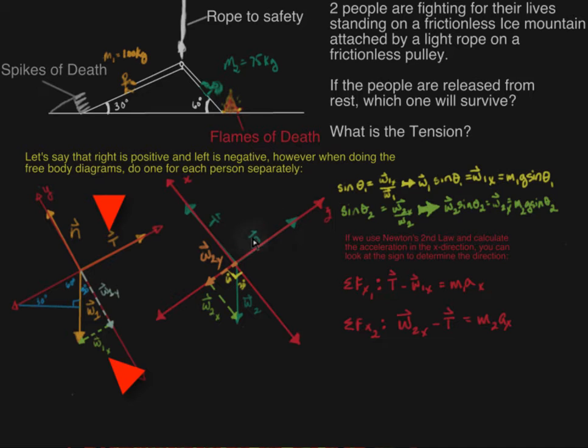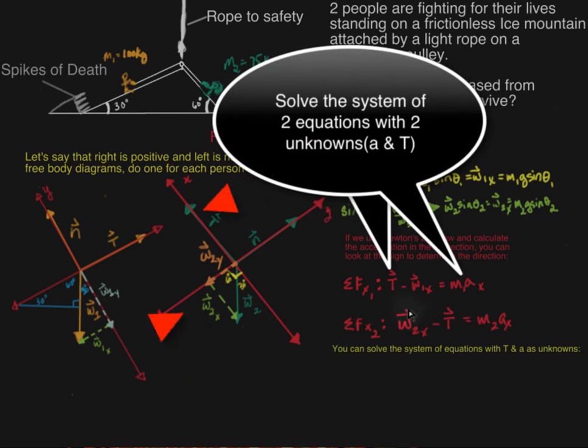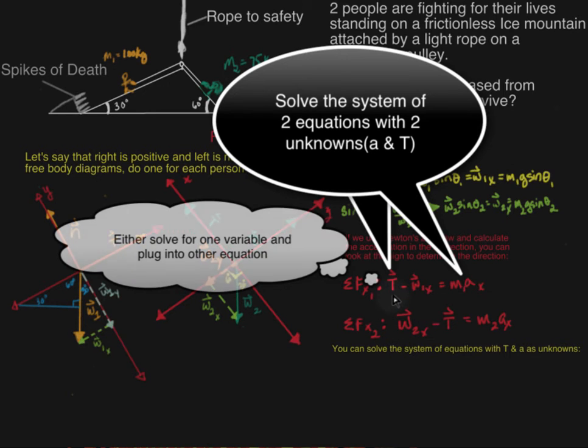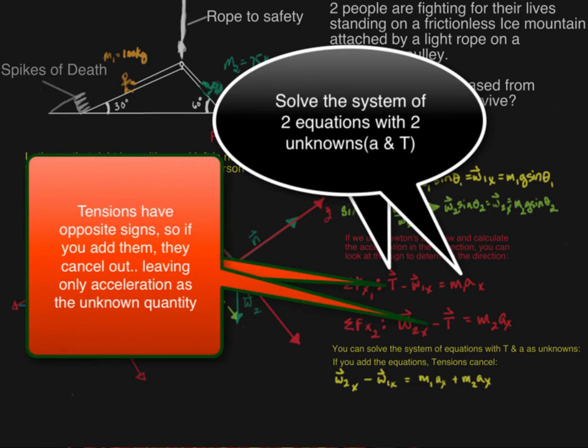For the second block, we have the weight going in the positive x direction and the tension going to the left. So that would be weight positive, tension negative. Now you have a system of two unknowns with two equations. So solve for tension and acceleration as unknowns. You can either solve for tension and plug it into the other equation. I'm just going to add these two equations because the tensions cancel out nice and neat. And when you do that, you end up with this.